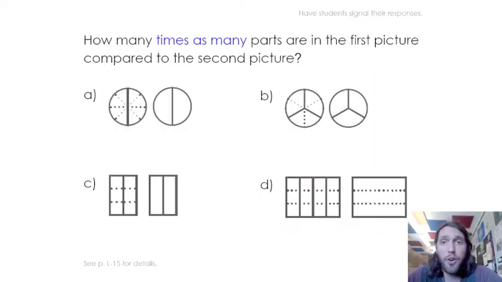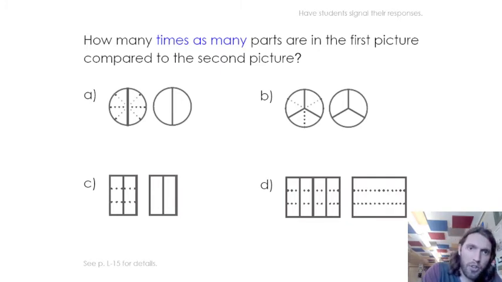All right, so now we're going back to the same kind of wording we saw in the last unit that we did on pictographs and regular bar graphs. It's saying how many times as many parts are in the first picture compared to the second picture. So it's saying how many more parts are in the first picture compared to the second picture. And what do we need to multiply the second picture by to get the same amount of parts as the first picture? So let's take a look there.